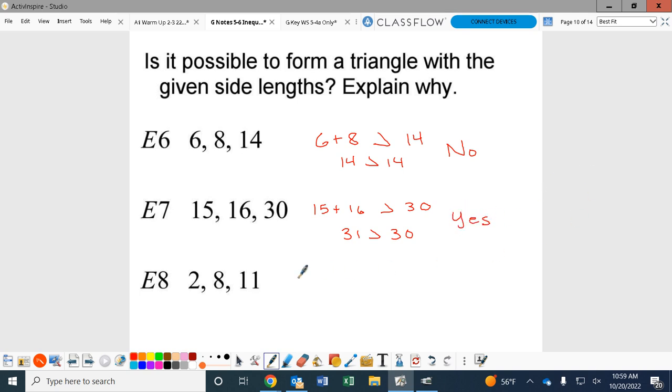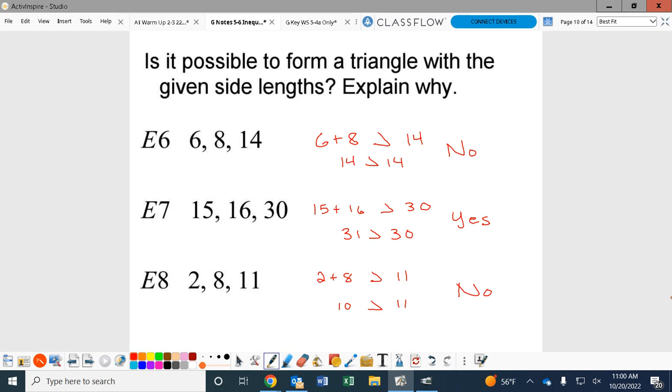Okay, the next one, 2 plus 8 has got to be greater than 11. What's 2 plus 8, guys? 10. Is that greater than 11? Nope. There you go. That's the rule. Short plus the short has got to be greater than the long. Questions, concerns, anything about it?